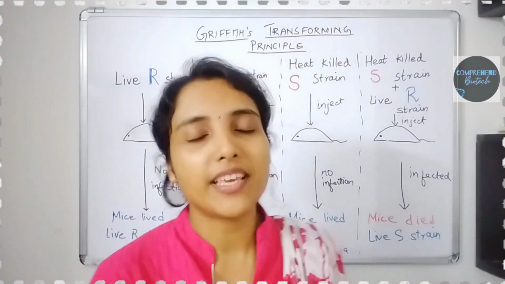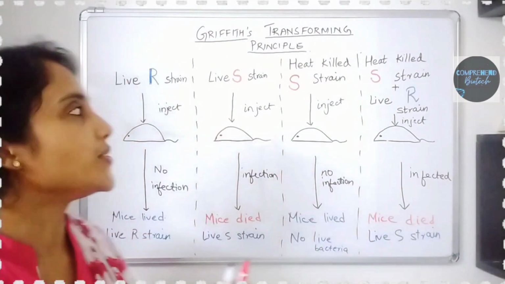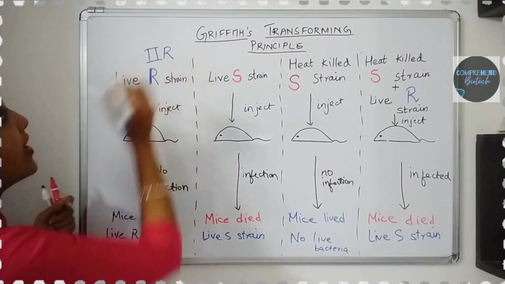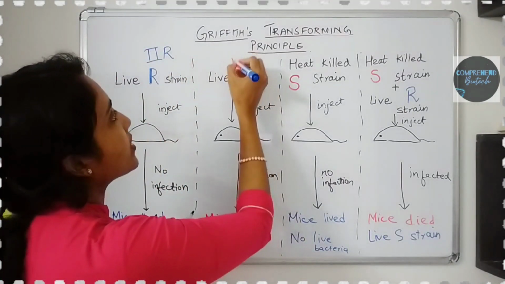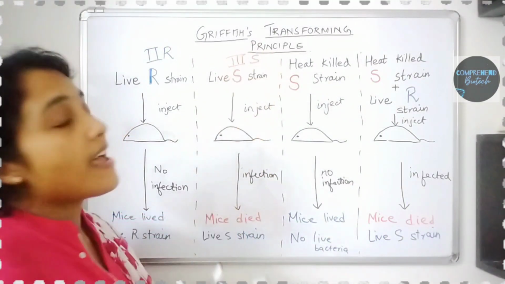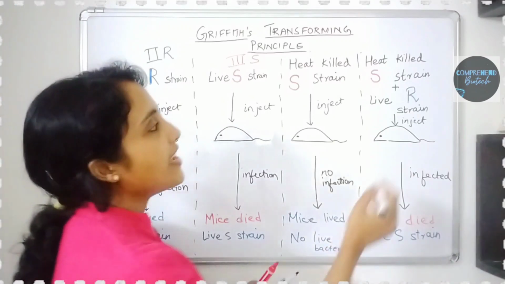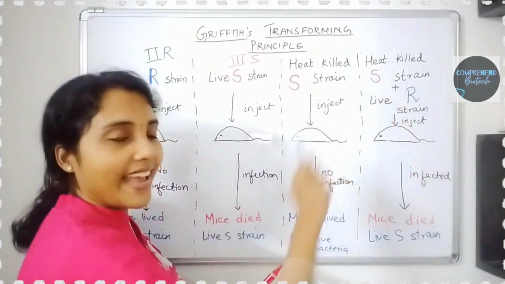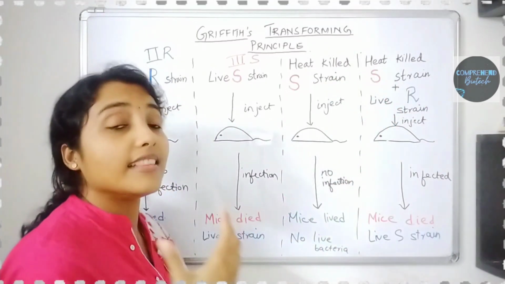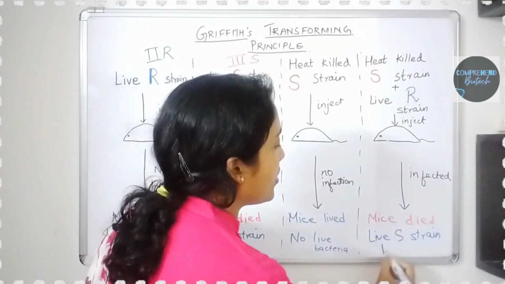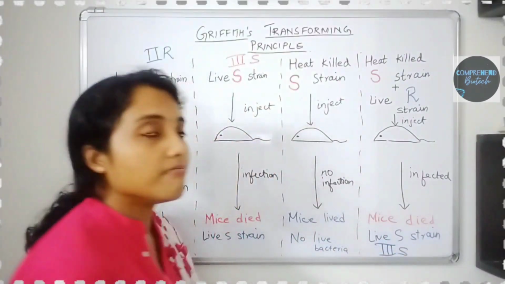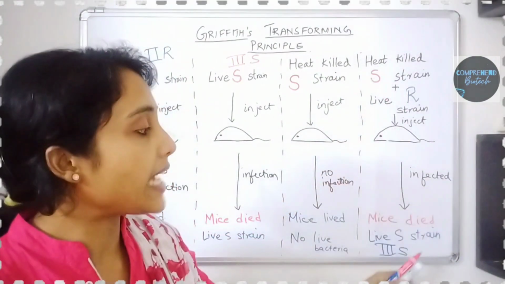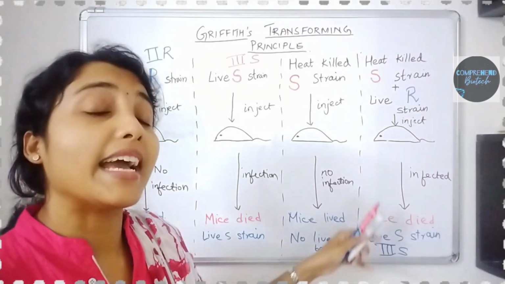One more point to be noted over here was the strain that Griffith was using, this R strain, is nothing but your type 2 R strain, and the S strain that he was using was type 3 S strain. The surprising fact was, even though he used type 2 R strain and heat-killed type 3 S strain, in the dead mice he actually found type 3 S strains. So it was not because of any kind of mutation, because if it was mutation, type 2 R should have become type 2 S, but no, he noticed that it had become type 3 S.